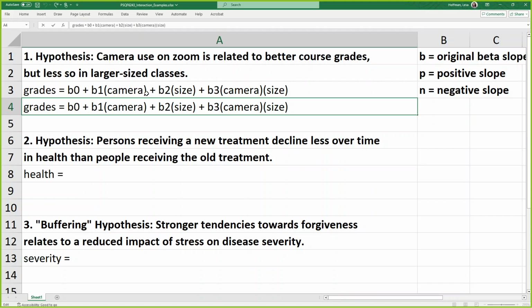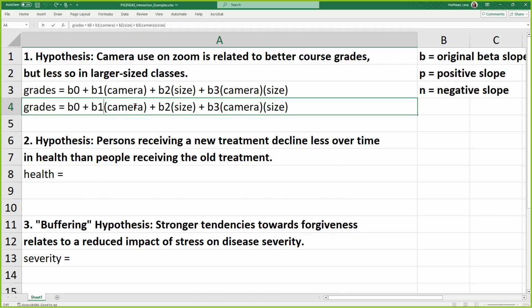Now, what direction do you think these things would need to go? And keep in mind that the main effects are conditional on wherever 0 is for the other variable. So do you think that people who turn on their cameras get better grades? Is camera use in reference to you or in reference to the student? The students. Yes, it's intended to be a Zoom class, and it's whether the students are choosing to turn their cameras on.